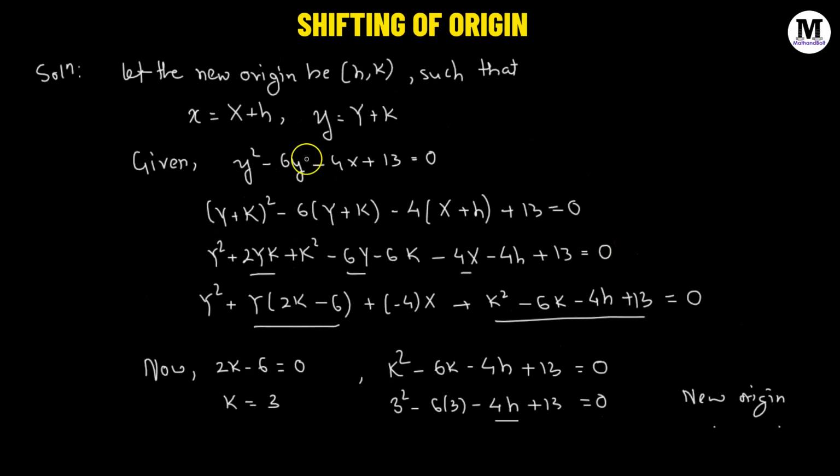Such that our equation, which we started out with, y squared minus 6y minus 4x plus 13, is going to be of the form we had to show, y squared plus ax equals 0. So here we can also immediately say what the value of a is. So clearly if we compare it, then the value of a is going to be equal to negative 4. Fine. So we end the session here. This is all about shifting of an origin.